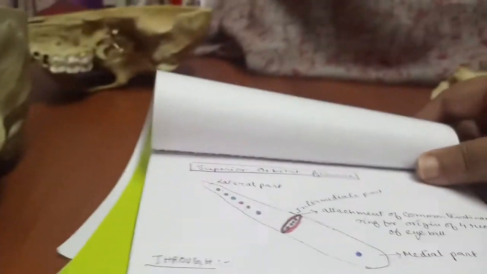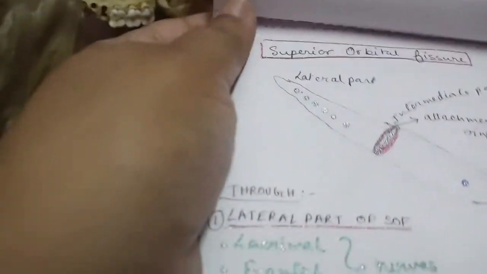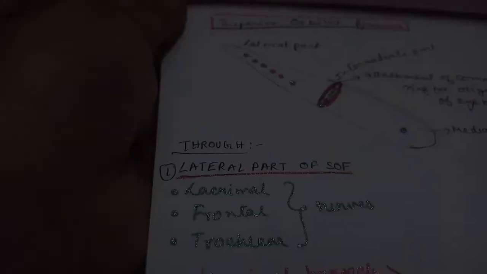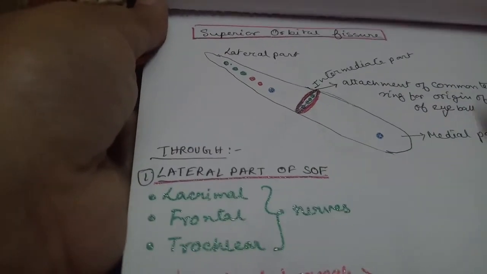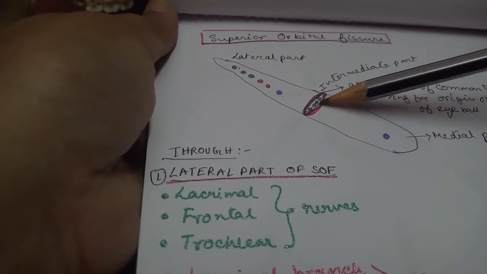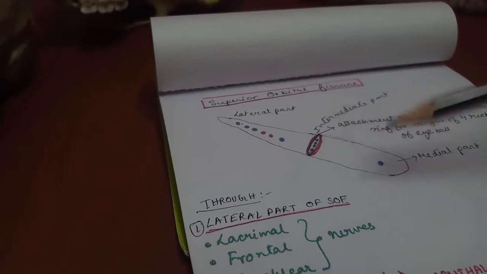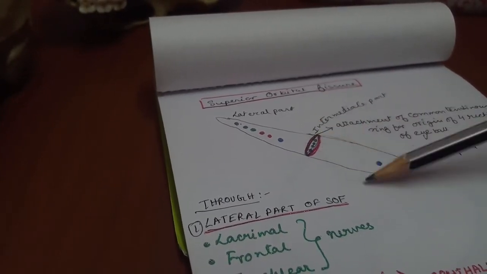Now have a look at the superior orbital fissure. What are the structures that we see passing through the superior orbital fissure? If you follow this schematic diagram that we have drawn, this is the superior orbital fissure, and by the attachment of the common tendinous ring, it is divided into three parts: lateral, intermediate, and medial portion.